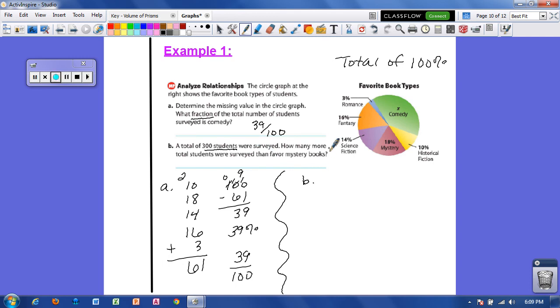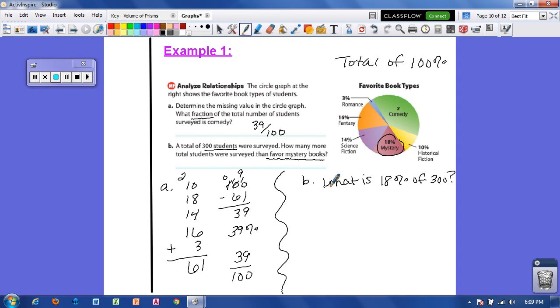So now we know the actual number of students who were surveyed. So this whole entire circle represents 300 students. We want to know who favors mystery books first. So it says 18% favor mystery. So we want to know what is 18% of 300, because 18% of the 300 students prefer mystery.